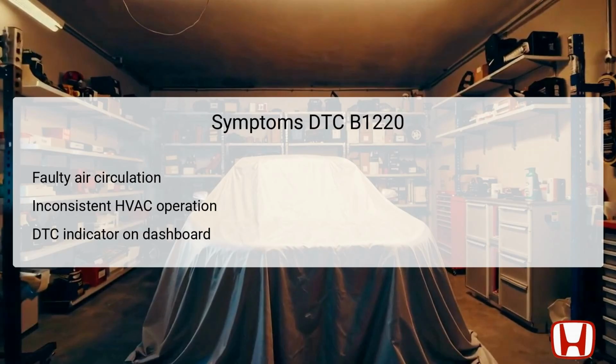Drivers experiencing issues related to the B1220 DTC will likely observe various symptoms indicative of malfunction within the climate control system. One notable symptom is faulty air circulation, where air fails to switch between recirculation and fresh air modes effectively. This may lead to discomfort within the cabin, especially in conditions requiring efficient climate control. Additionally, an inconsistent operation from the heating, ventilation, and air conditioning (HVAC) system may arise, where outputs don't meet the expectations set by the climate control settings.